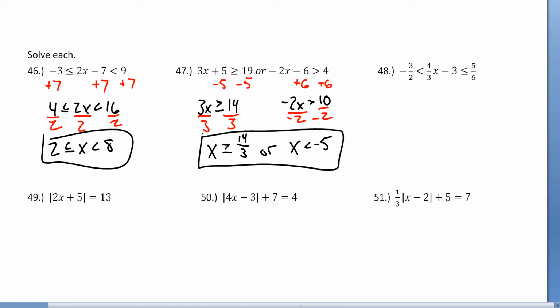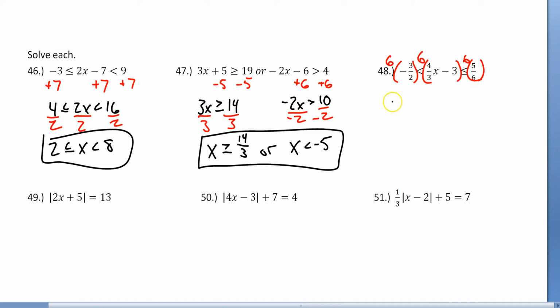Okay. Next one, same kind of thing. I see all these fractions, so I say, okay, what's the common denominator? The common denominator between all the fractions is a 6. So I'm going to multiply everything, all three sides, by 6. Okay? Whatever I do to one side, I do to the other side, and I do to the other side. So I know multiply everything by 6 here.